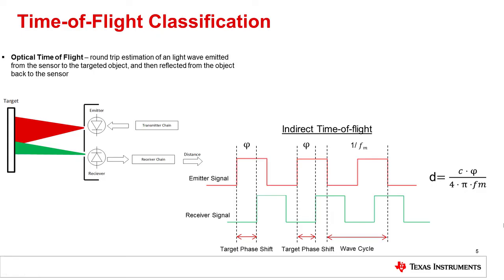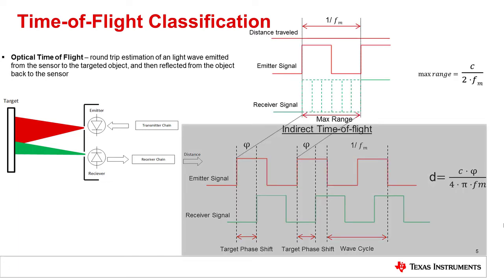When using indirect time-of-flight, there's a distance where the phase shift between the emitted and the received signal is greater than or equal to the emitter period. This is referred to as aliasing, as the two different signals become indistinguishable. To find the max range, or maximum distance before aliasing occurs, you can use the formula shown. The speed of light divided by twice the modulated frequency. If the target is further than the max range, steps must be taken in order to de-alias the signals.